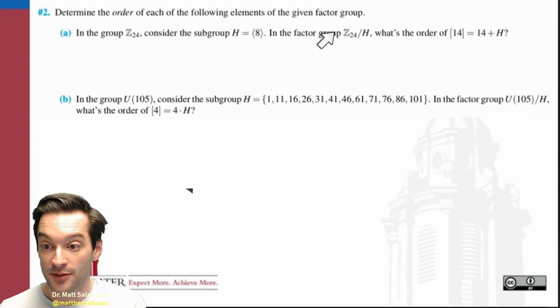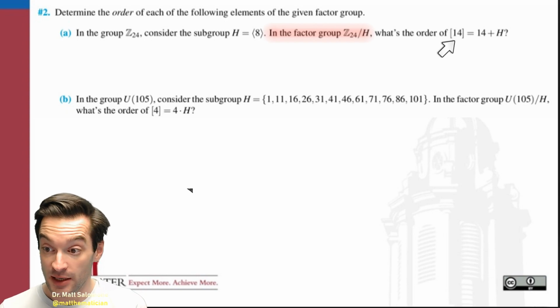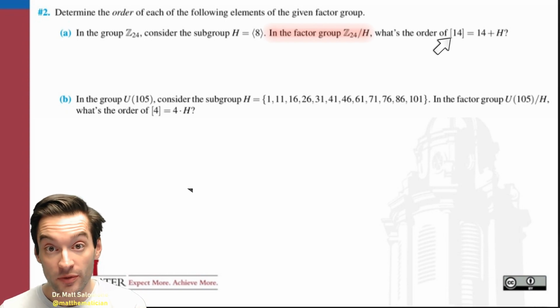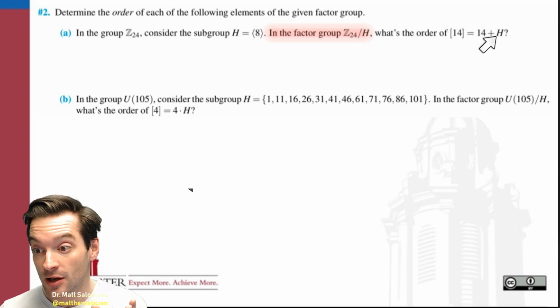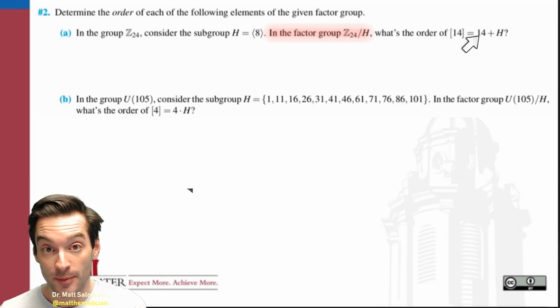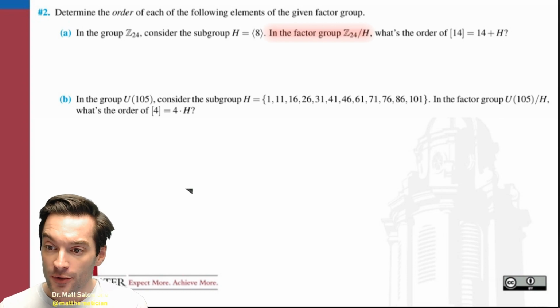So the question asks, in the factor group of Z24 by H, what is the order of the element 14? And 14 here is understood to mean the equivalence class of 14 in the factor group. Or another way to think about it is it's the coset of H that contains the element 14, which is obtained by adding 14 to each of the elements of the subgroup H. So that's the question that's being asked.